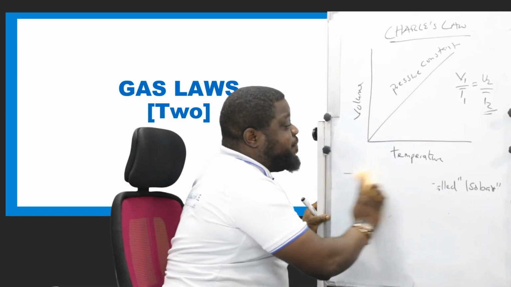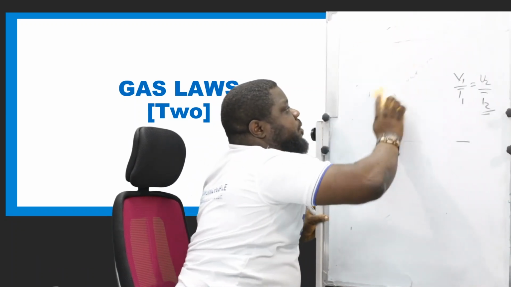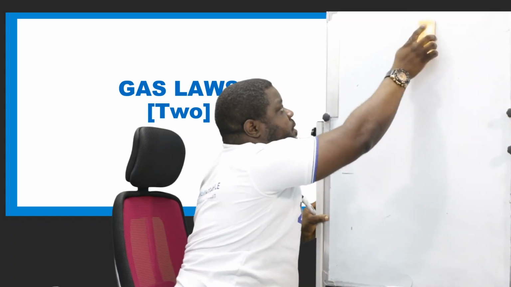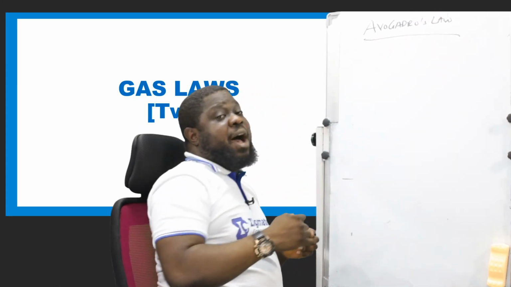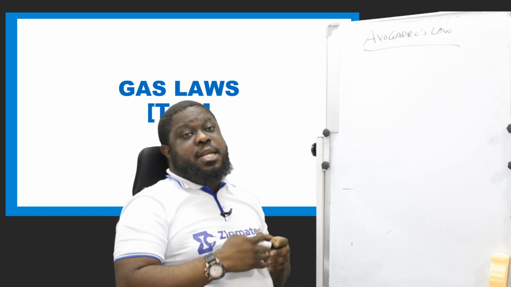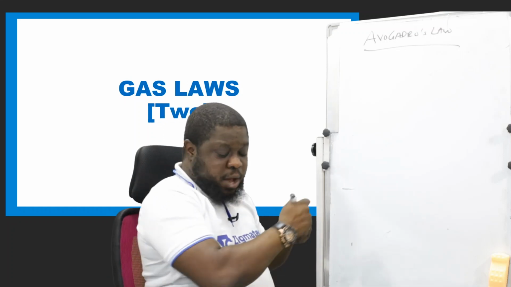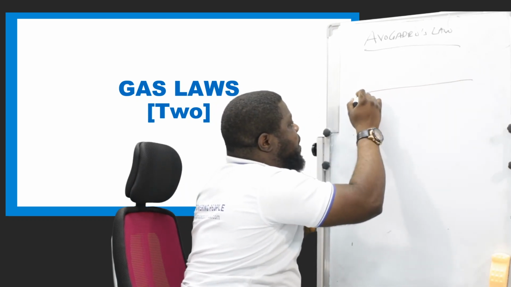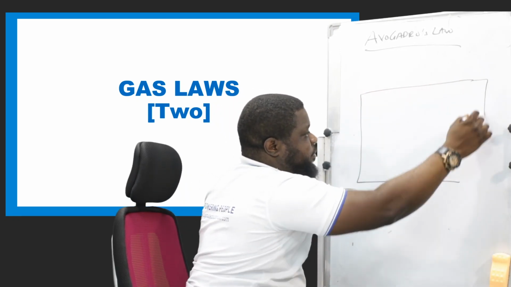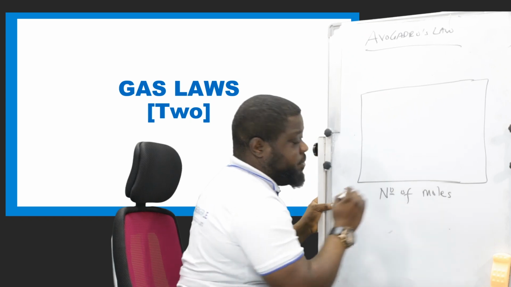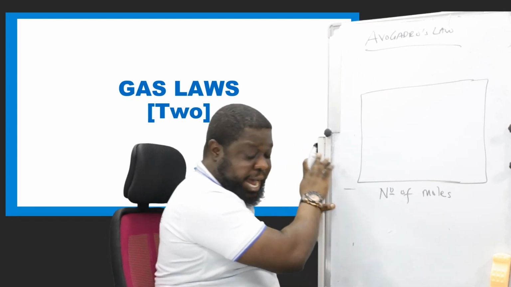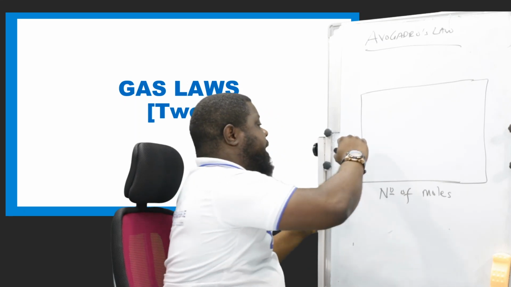Now, let's look at Avogadro's law. The graphical representation of Avogadro's law. It's a simple thing. This is the graph of Avogadro's law. Here is the number of moles, and here is the volume.